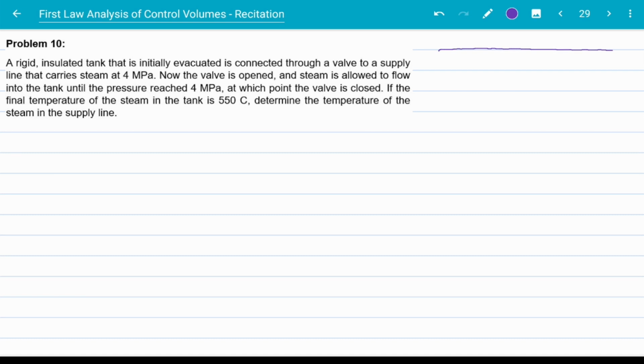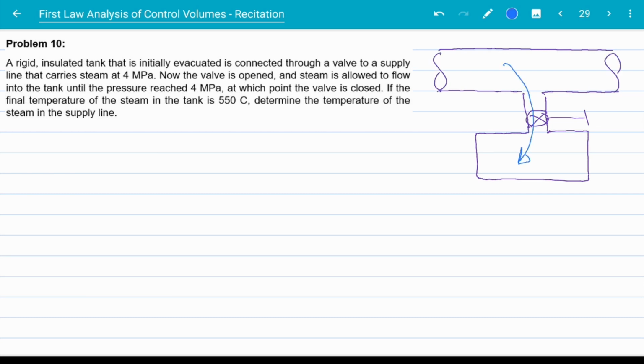This is the pipe that we are dealing with, and it's connected with a valve to a tank like this. We are letting some steam enter the tank. We know that the supply line has a pressure of 4 megapascals, and we know at the final state the pressure inside the tank is 4 megapascals and the temperature is also 550 degrees Celsius. Now we are asked to find the temperature inside the supply line.